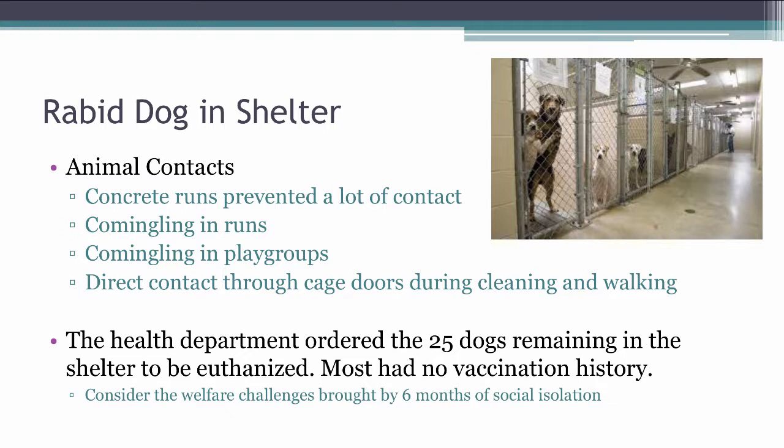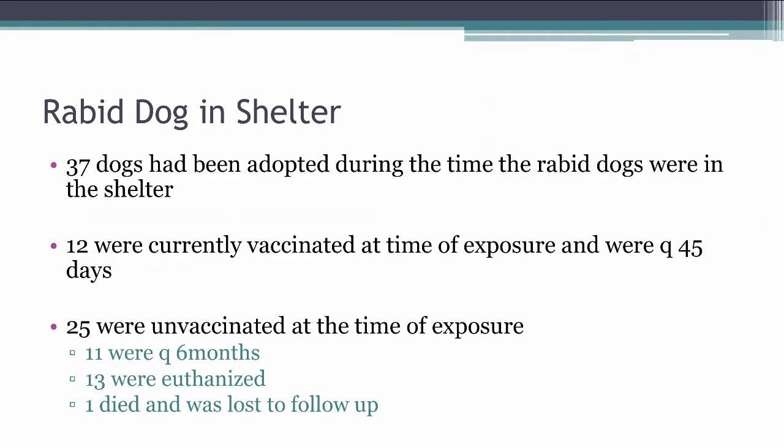So 37 dogs had been adopted. We're not just done with the dogs in the shelter, but who was there at the same time that maybe isn't there now? Were they adopted? Were they reclaimed? 37 dogs, and they followed up with those. 12 were considered current on their vaccination at the time of the exposure and were quarantined for 45 days in their new owners' homes. 25 were considered unvaccinated at the time of the exposure. 11 of those were quarantined for 6 months, 13 were euthanized, and 1 died and was lost to follow-up. So just to give you the outcomes of those.